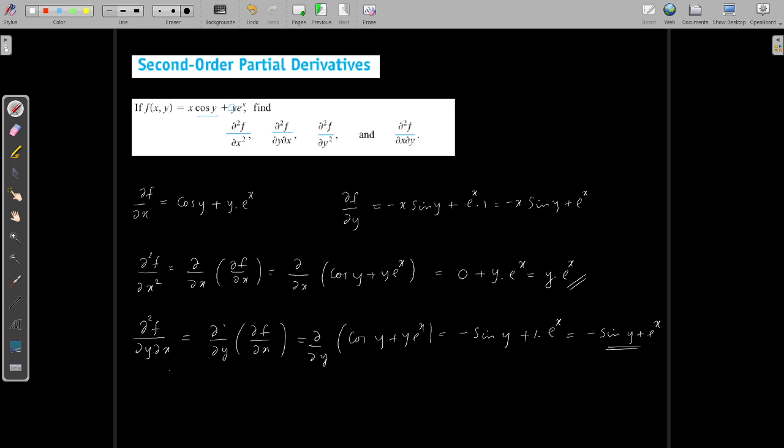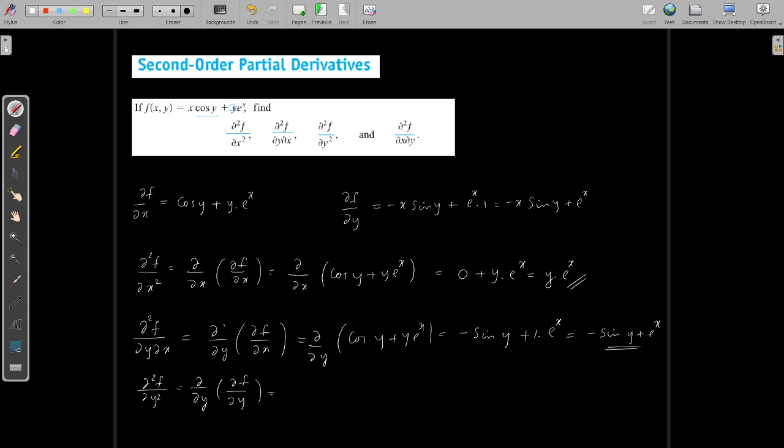Now you evaluate d square f by dy square. D squared f by dy square is equal to d by dy of df by dy.